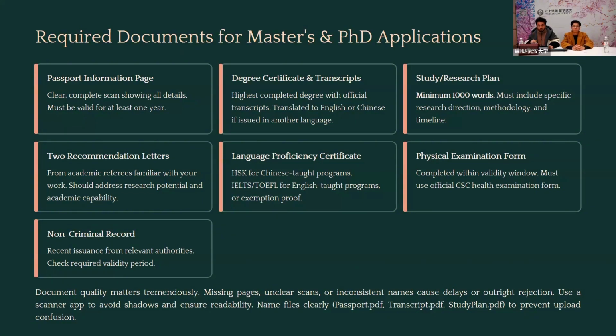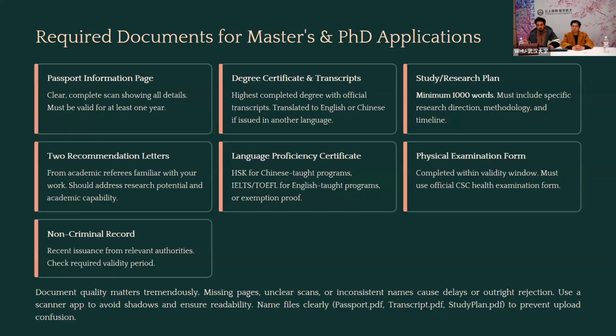And 2 recommendation letters are required from your previous institute, from academic referees familiar with your work, and they should address research potential and academic capabilities. You have to go to your previous institute and get 2 recommendation letters. It is compulsory to apply for this scholarship. And language proficiency certificate: HSK for Chinese taught programs, IELTS, TOEFL for English taught programs, or English proficiency letter from your last institute. It works to apply for CSC scholarship at Wuhan University.